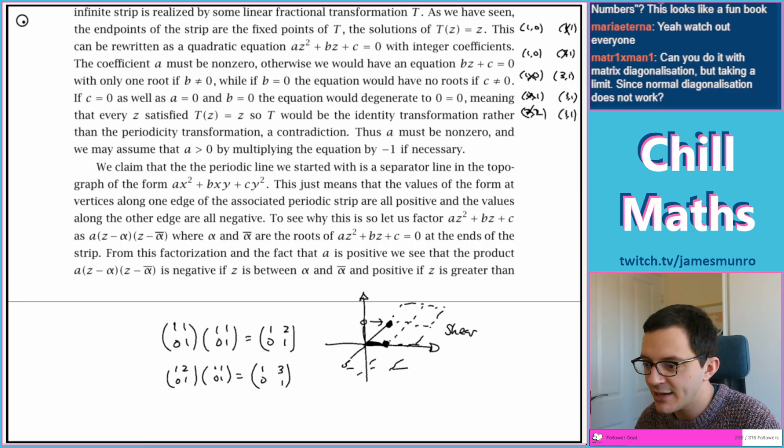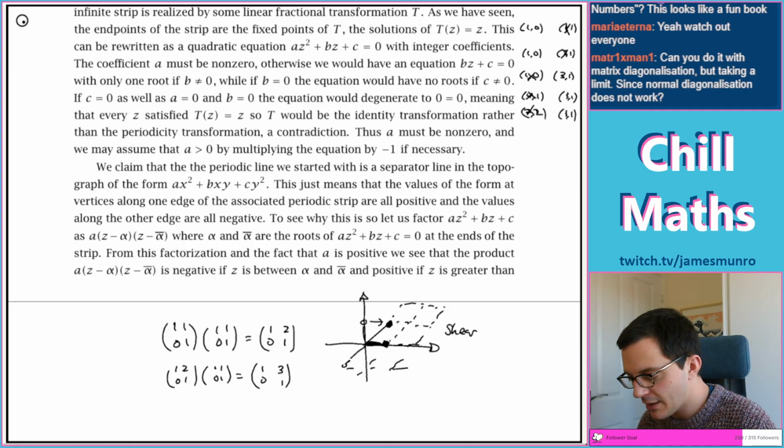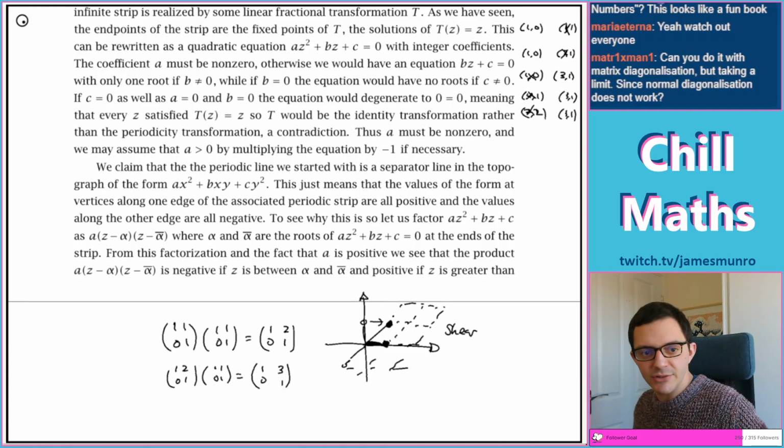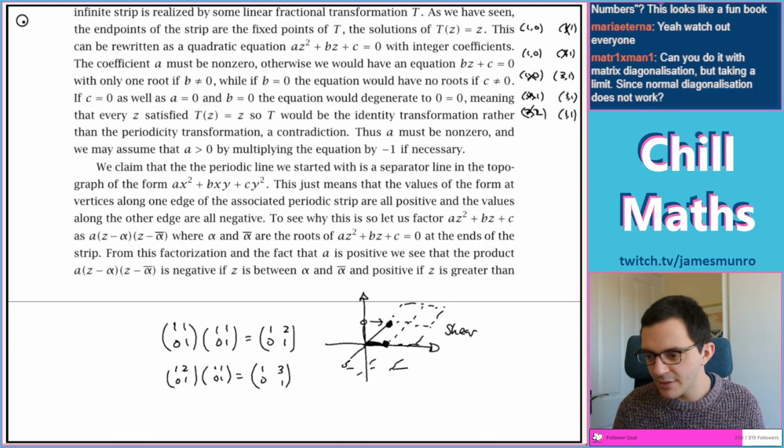Can you do it with matrix diagonalization? Sadly, no, because this matrix is not diagonalizable. It doesn't have enough eigenvectors. So matrix diagonalization is a good trick, and it's why I looked with glee in my eyes that we can just do this with matrix diagonalization.